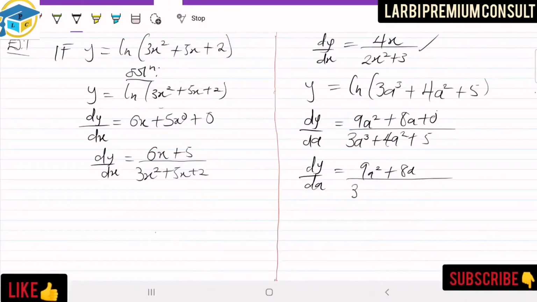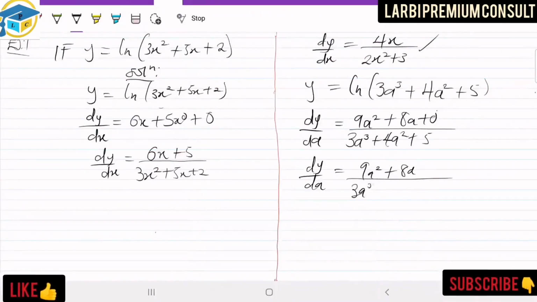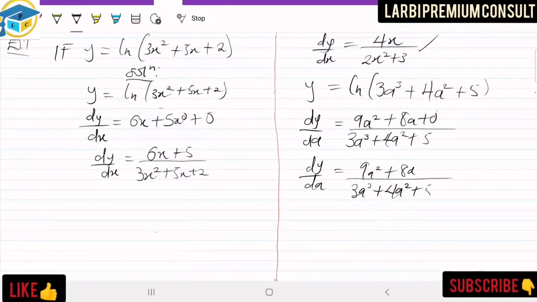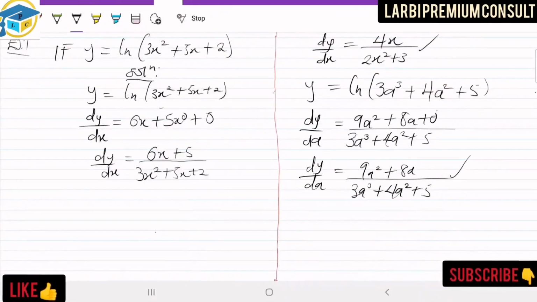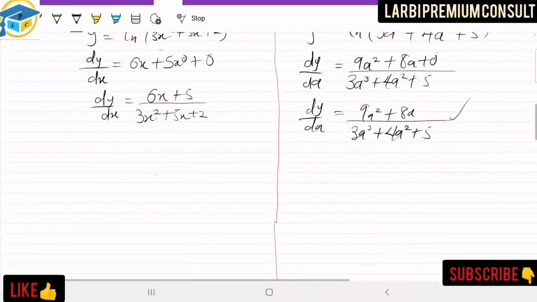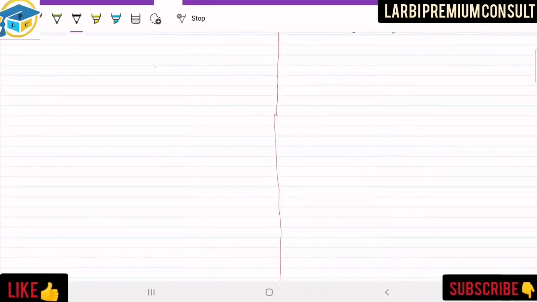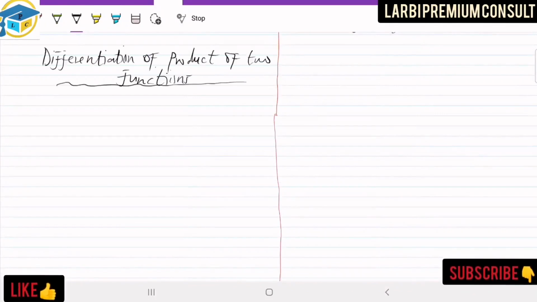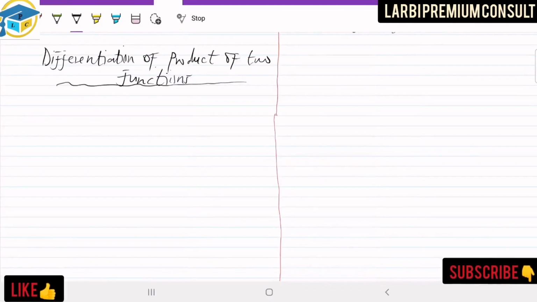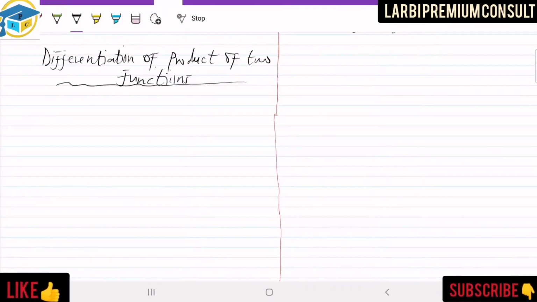3a cubed plus 4a squared plus 5. So you can actually factor out the numerator and you can still get it. Also, let's take note. So that is the differentiation of a logarithm function. So let's move on to talk about differentiation of products of two functions. So let's continue with the rules of differentiation. So you are looking at differentiation of products of two functions.